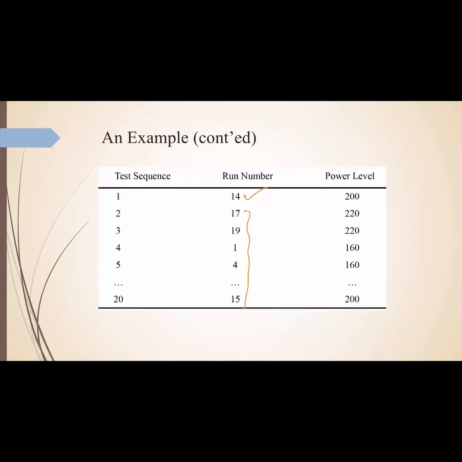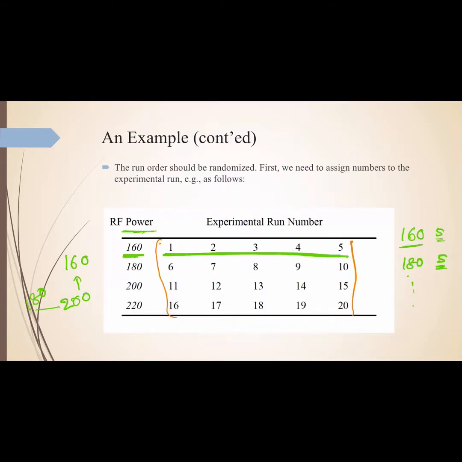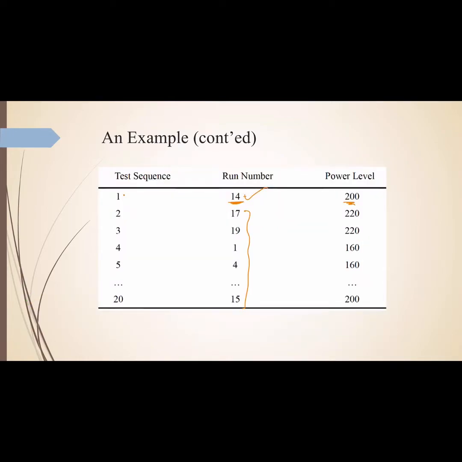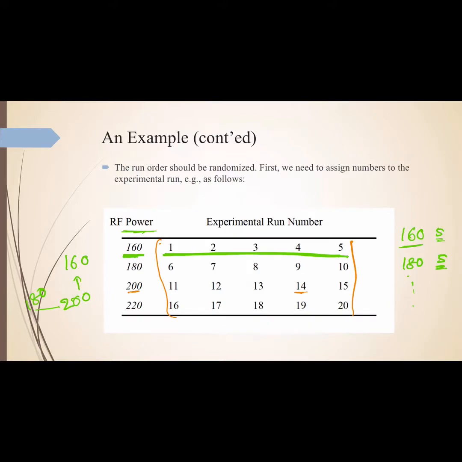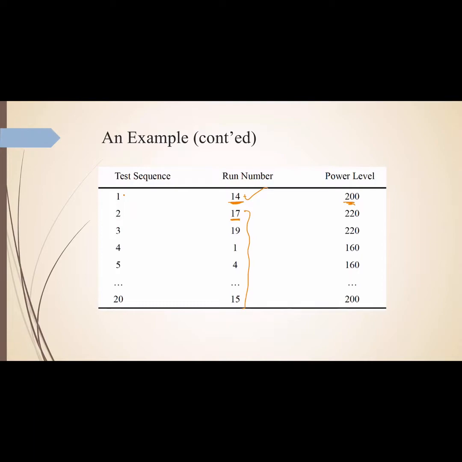Whatever power level corresponds to run 14, that is the power level you set your machine at for your first test. If we go back here, for 14 our power level was 200, so that would be your power level for your first run. For your second run, we take run number 17 as reference, and if we go back here, run number 17 had power level 220. So your power level for your second test sequence would be 220. In this way you would randomize your experimental runs.